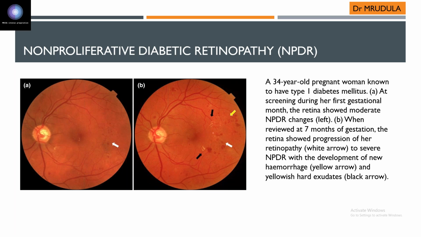Now, when she was reviewed again at 7 months, that is 28 weeks of gestation, there was a progression of the non-proliferative diabetic retinopathy to a severe state. There was development of new hemorrhages and also yellowish exudates. These yellowish exudates are shown by black dots. You can see there were only mild hemorrhages previously, and those have progressed to more dense hemorrhages. So there will be progression.